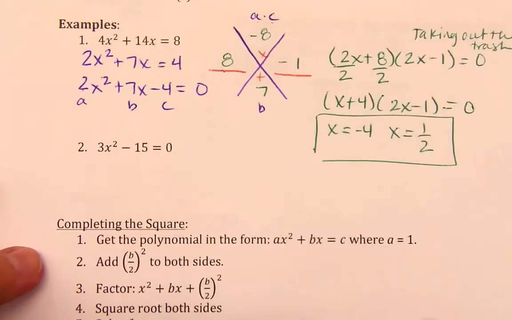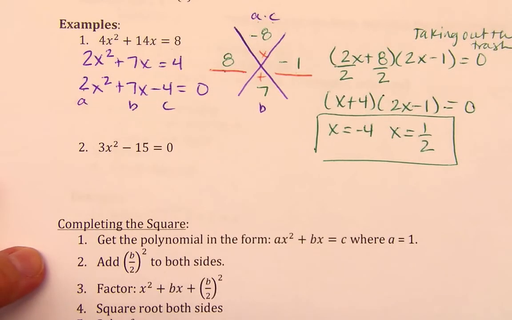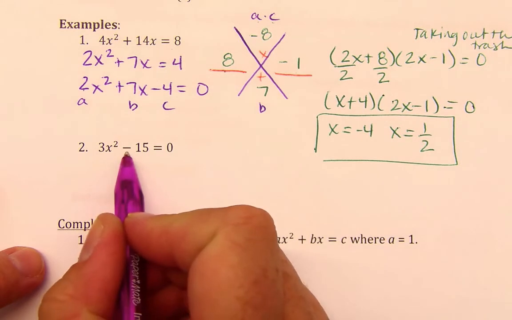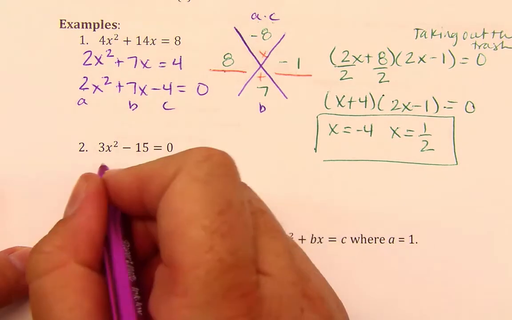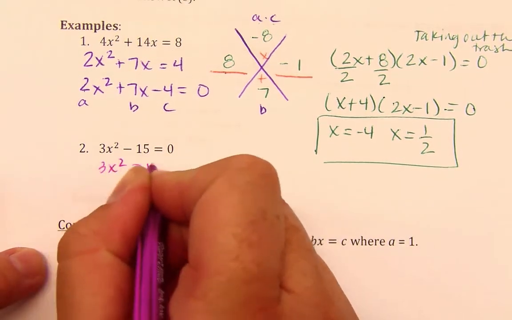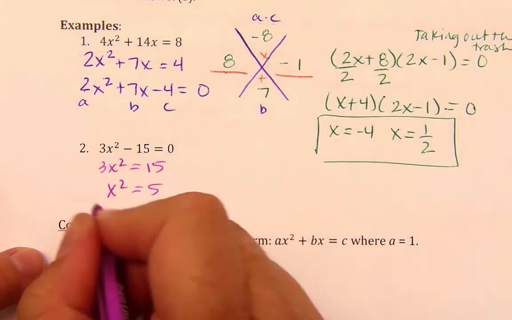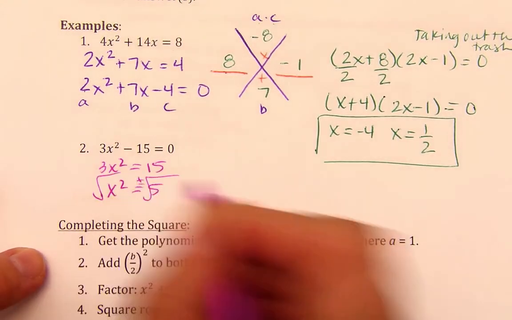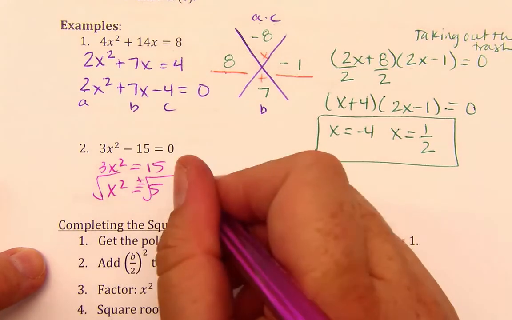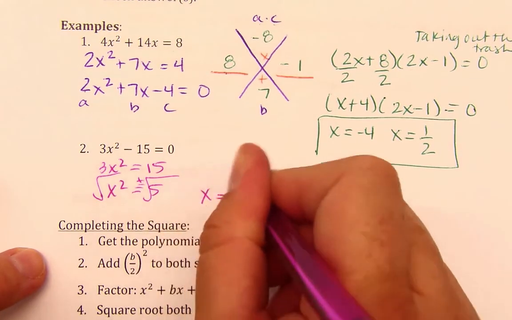And looking at our next example here, because we don't have a B value, I can add this to the other side. And I can divide by 3. And when I take the square root, remember that plus or minus has to go in the front. So we have x is equal to plus or minus 5.